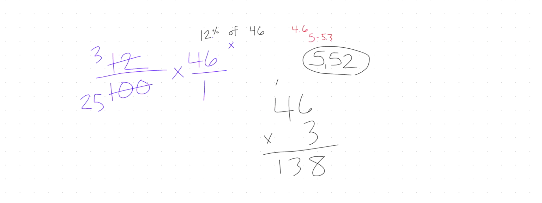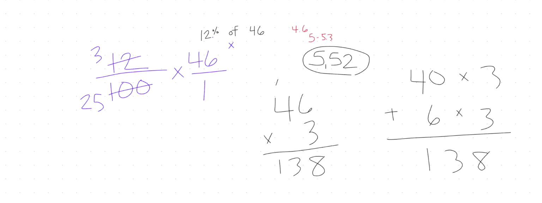This is just a side note. We're taking a rabbit trail. 46 is a 40 and a 6, right? 40 plus 6 is 46. So if I can do 40 times 3 and 6 times 3 and then add them together, I can do this in my head. 40 times 3 is 120. 6 times 3 is 18. Put them together and I get 138. And my answers match.